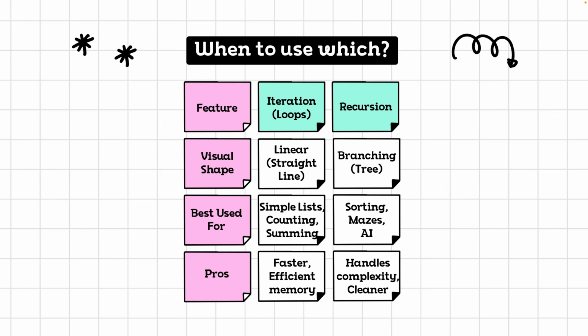And now, moving on to the pros and cons of each approach, iteration or loops are faster and have efficient memory usage. However, the code can get messy for complex logic. On the other hand, recursion has a cleaner code and handles complexity better. However, it can crash if too deep, resulting in a stack overflow. So now, let's verify this by writing some actual code.